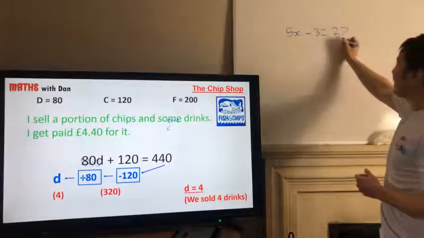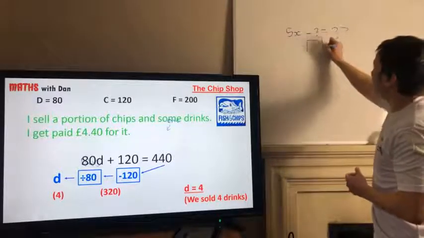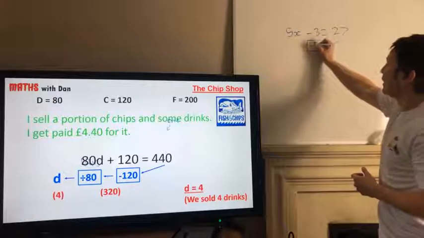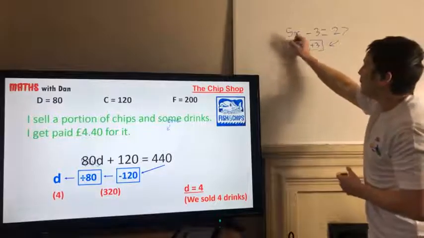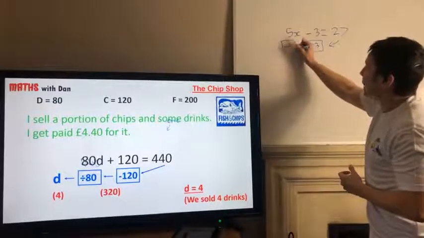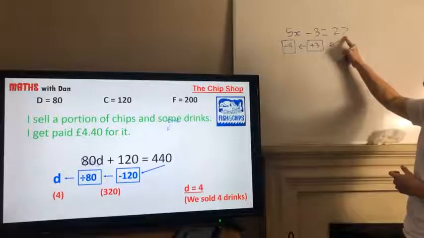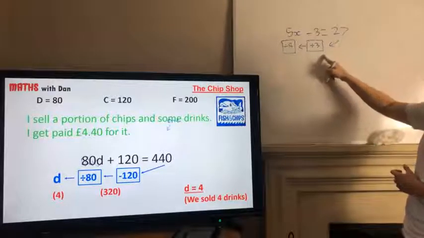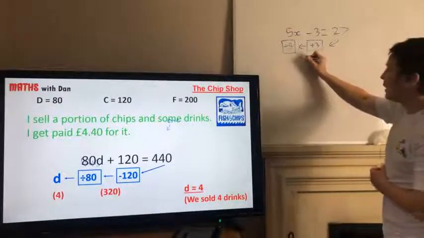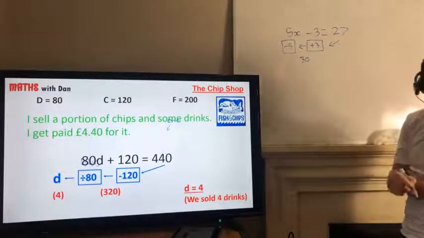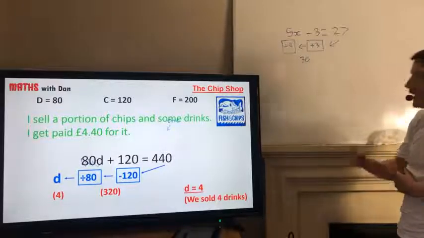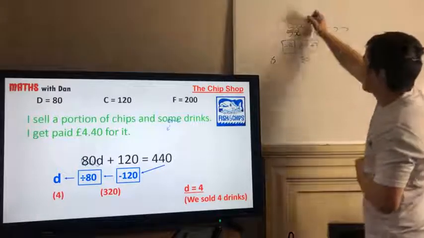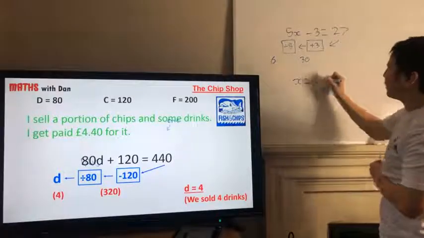So we start at the end and we think about opposites. The opposite of minus 3 is plus 3. The opposite of timesing by 5 is dividing by 5. And then we do that to the 27. Okay? So 27 plus 3 is what, Theo? 30. And what's 30 divided by 5? How many 5s go into 30? Oh, pressure. 6. And we end up with 6. So we know that x has to equal 6.